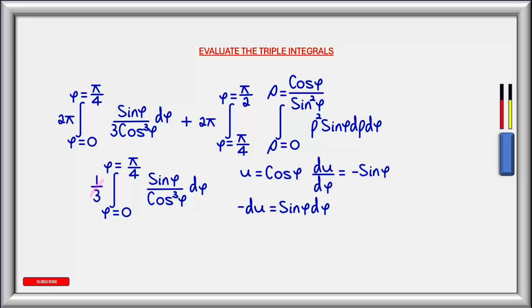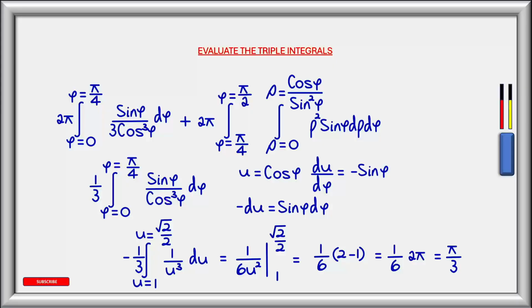If we now evaluate the middle integral on the left-hand side of the plus sign, we have 1/3 multiplied by the integral from phi equals 0 to phi equals pi by 4 of sine phi divided by cos cubed phi d phi. Now to integrate this, we're going to make a substitution. So we're going to let u equal cos phi. du by d phi is equal to minus sine phi, and therefore it follows that minus du is equal to sine phi d phi.